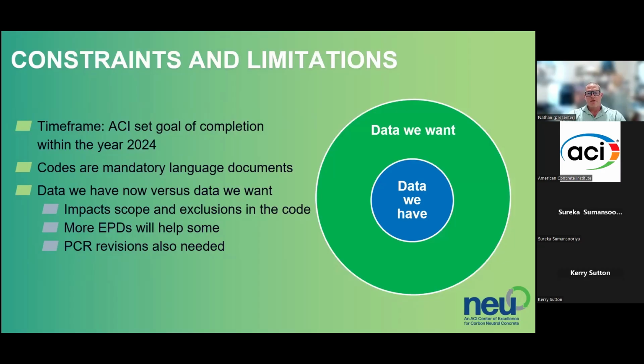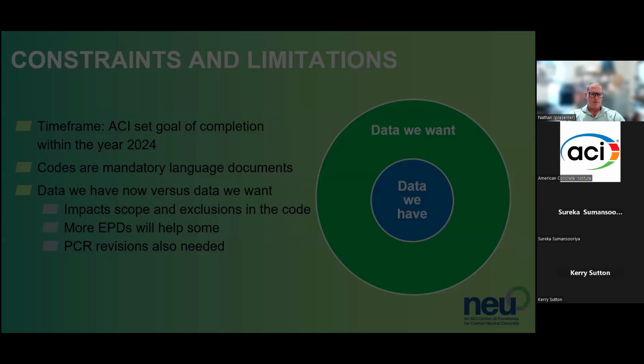Here are some of the constraints that the committee faced. ACI had set this aggressive timeline of completing the code within 2024. So we didn't have time to do a lot of research in this. We had to lean on what was already available. We also had to have it, since codes are mandatory language, be applicable to all sorts of building projects. And we had to lean, again, on the data we have compared to the data we want. That drove, again, more of the limitations in this code.